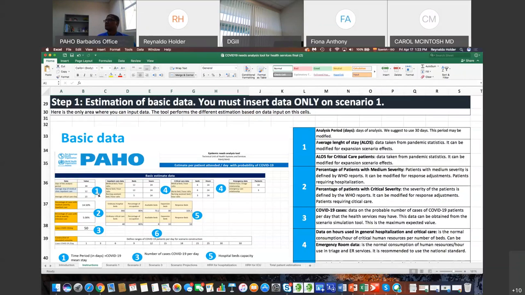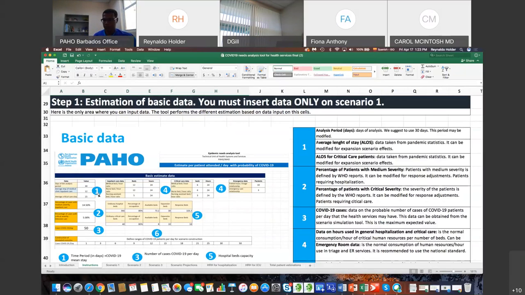But patients entering directly to critical care have an average of 15 days. So that's the first table where that information is provided. In number two, what you see there is the averages based on the Wuhan model.